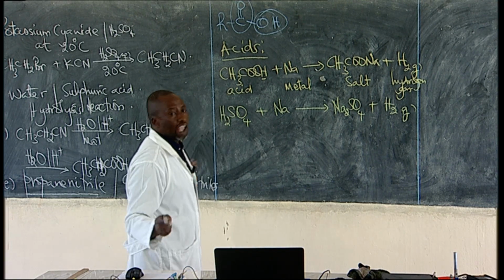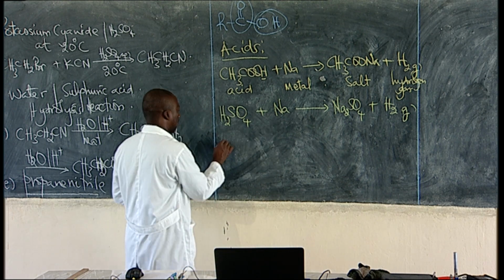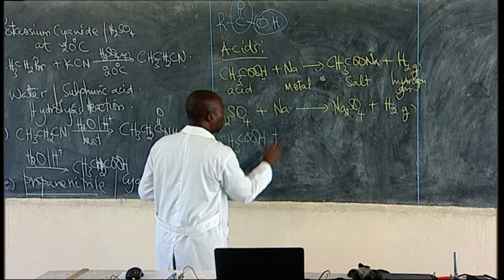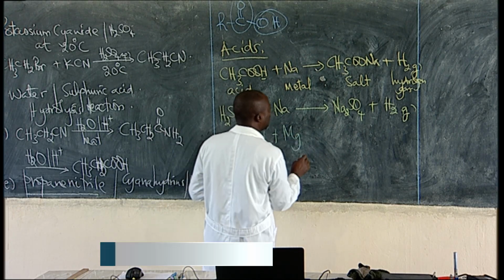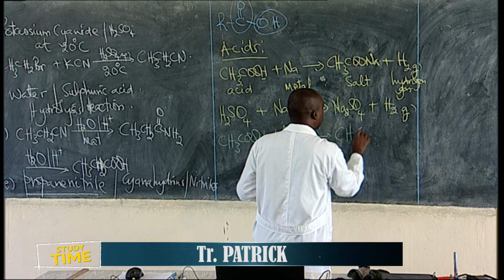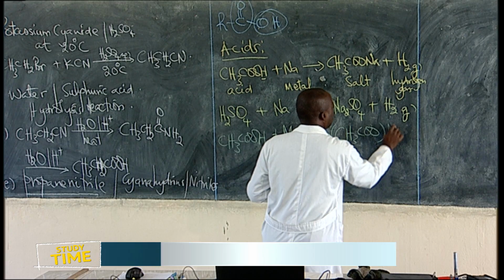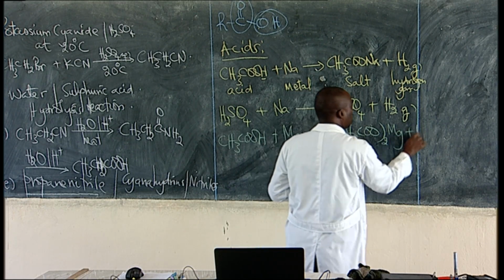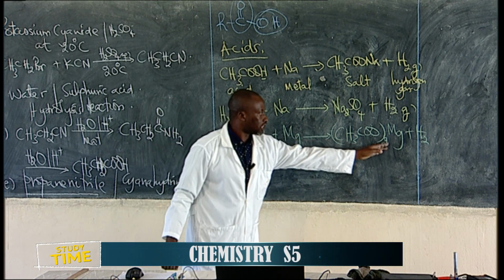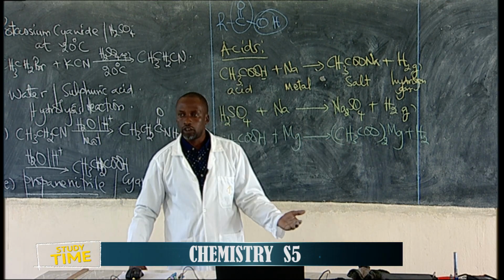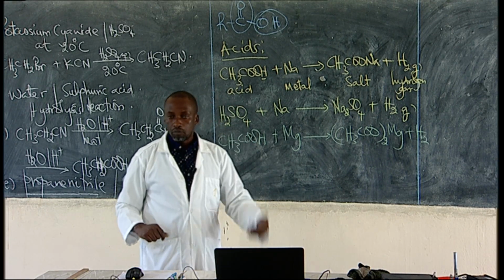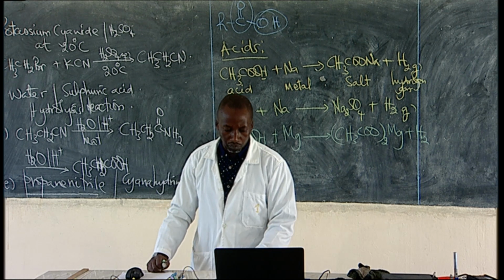You can use any other metal, not necessarily sodium. Let's use ethanoic acid and magnesium. This will give magnesium ethanoate plus hydrogen gas. So it applies to all acids when they react with metals.